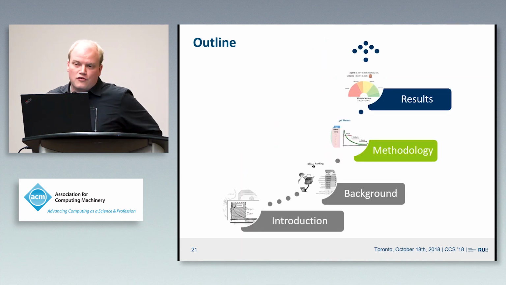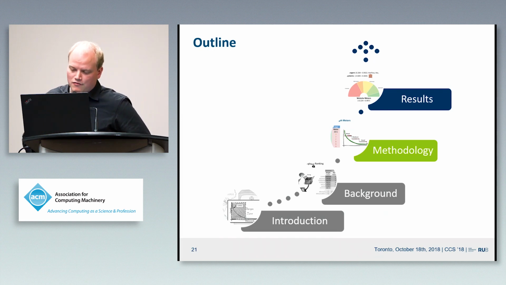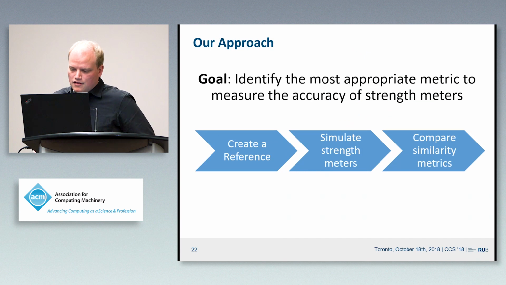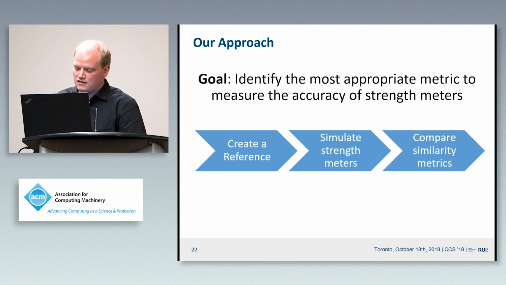Next, I'd like to explain the approach that we took in our paper to find the appropriate metric to compare the reference with the meter. So our goal was to find the most appropriate metric, and this involved 3 steps. First of all, we required a reference. Then we simulated meters, and we compared various metrics that we found in the literature and that we came up with to find the metric that can be used for measuring the accuracy.